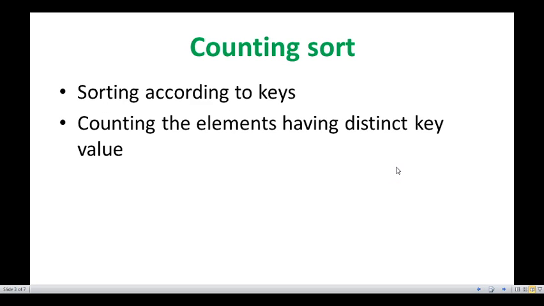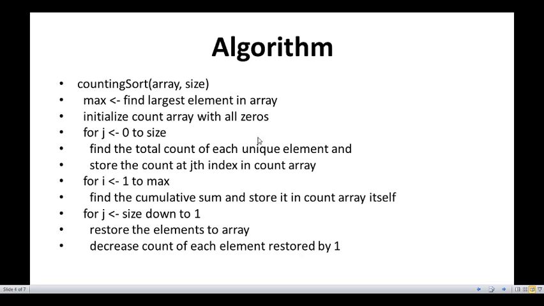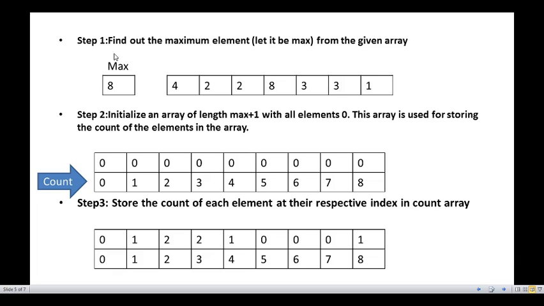First we will see counting sort. Here we are counting the elements, sorting according to the keys. Here we are considering the keys inside the array, counting the elements having a distinct key value. Let's see one example so we will understand this better. Here is the example. Here are the elements of our array: 4, 2, 2, 8, 3, 3, 1. These are the different elements.